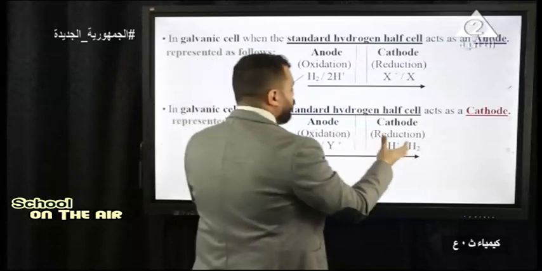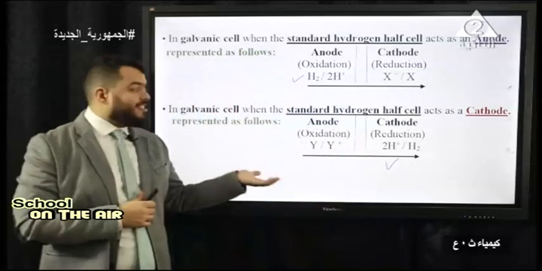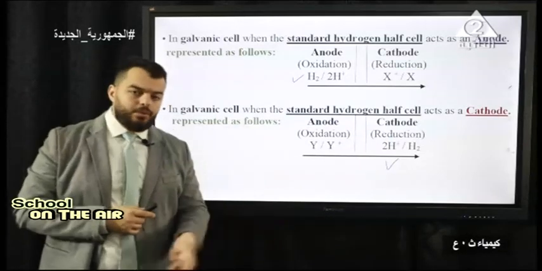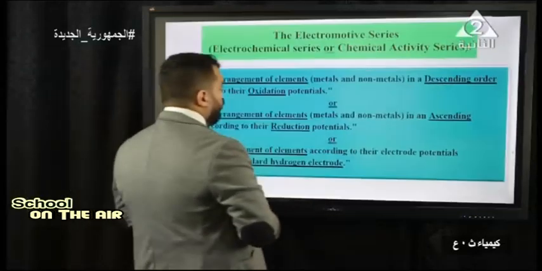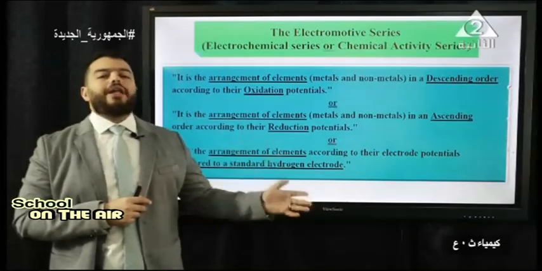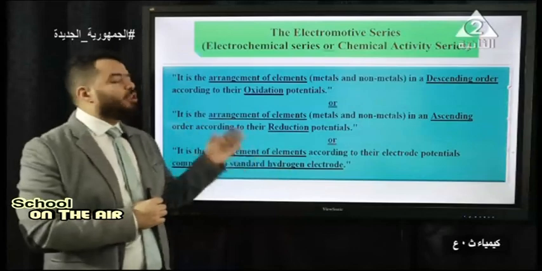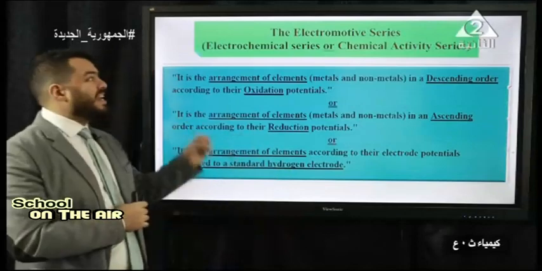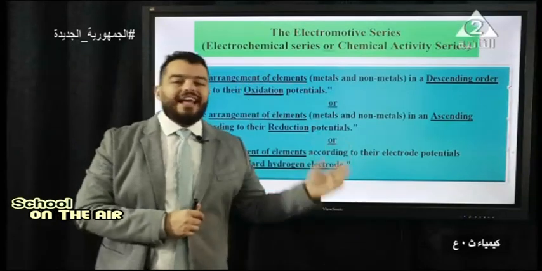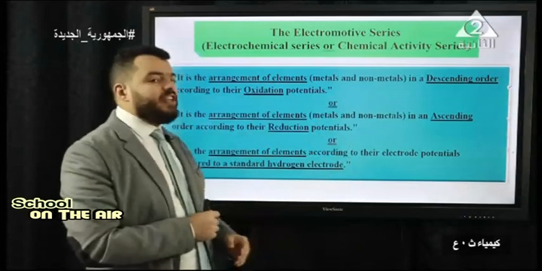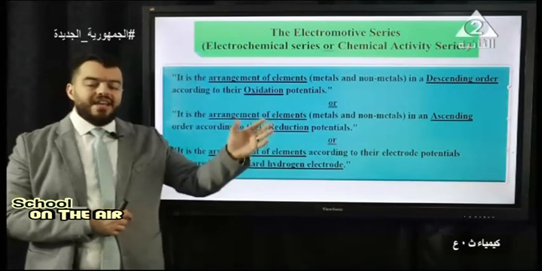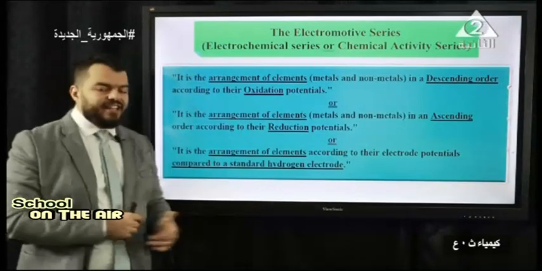And hydrogen will be cathode when it is connected to an element which is higher than hydrogen in the electrochemical series and higher than hydrogen in the oxidation potential. Okay, so we are going to connect all of the elements to the standard hydrogen electrode to measure the electrode potential of each one of them, and make a list of them to connect them to each other, and that gives us the electrochemical series, or the electromotive series, or the chemical activity series. You can name it by these 3 names and you can define it by these 3 definitions.